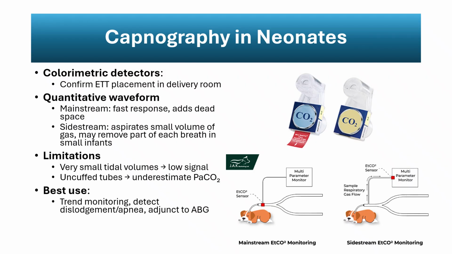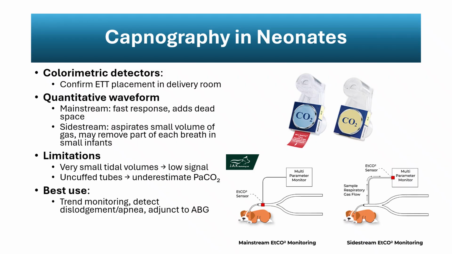Mainstream monitoring measures exhaled gas directly at the airway interface and provides a rapid response time, but the sensor adds dead space, which is significant in extremely small infants. Side stream monitoring aspirates a small amount of gas into the analyzer. In neonates with very small tidal volumes, that sampling may remove a meaningful portion of each breath, reducing accuracy and at times altering the delivered volume.